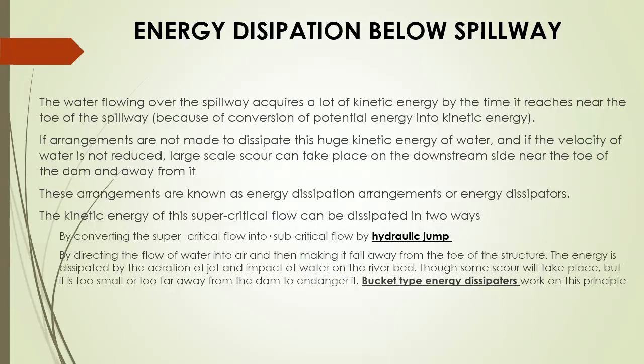The kinetic energy of this supercritical flow can be dissipated in two ways. By converting the supercritical flow into subcritical flow by hydraulic jump, or by directing the flow of water into air, and then making it fall away from the toe of the structure. The energy is dissipated by the aeration of jet and impact of water on the river bed. Though some scour will take place, it is too small or too far away from the dam to endanger it. Bucket-type energy dissipators work on this principle.